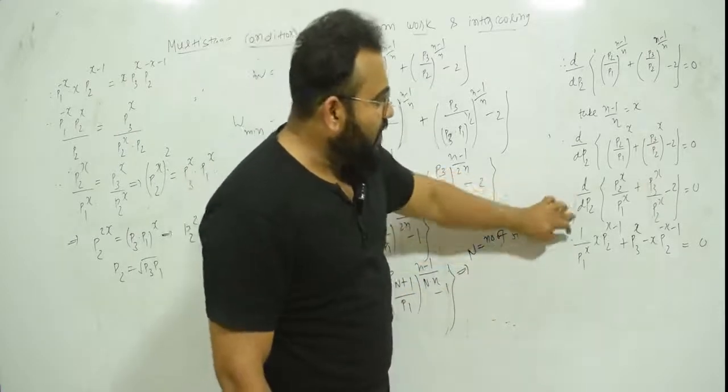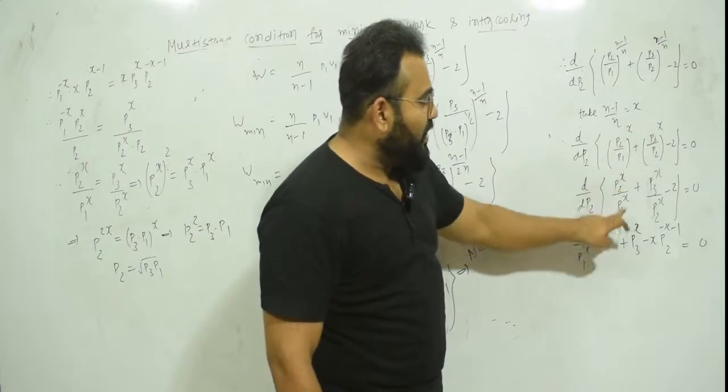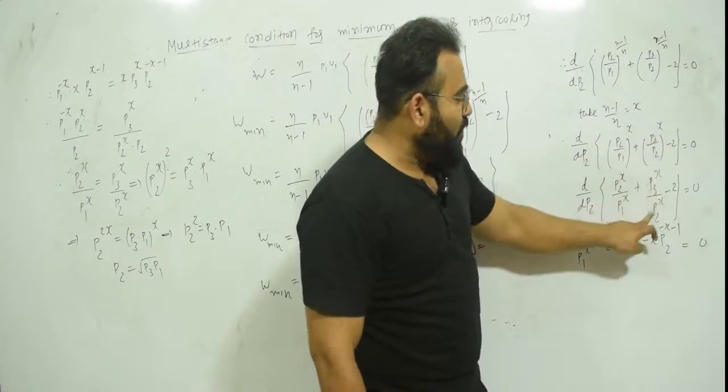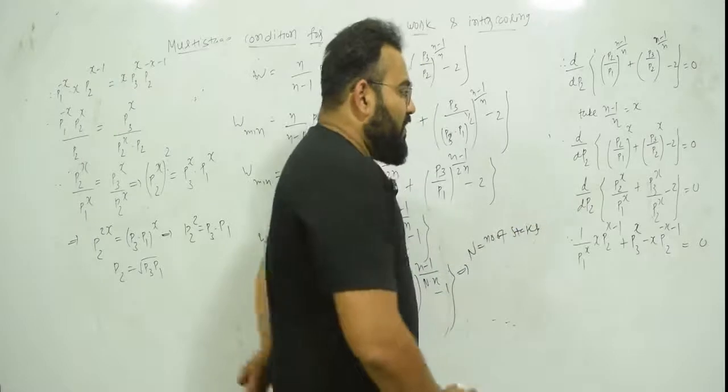So before doing differentiation, can I write something like this? Because this is P2 upon P1 raised to x, this can be P2 raised to x upon P1 raised to x. This is P3 upon P2 whole raised to x. So this is P3 raised to x upon P2 raised to x minus 2 equals 0. So now let us do differentiation with respect to P2.